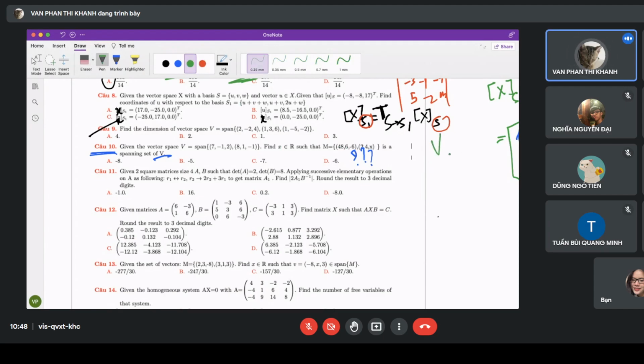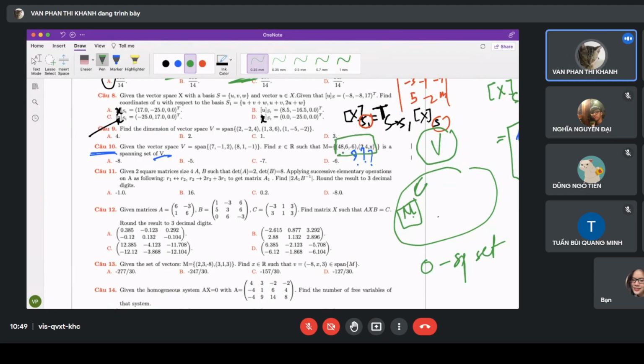I have a vector space V, right? And I want a set to be a spanning set. So first condition, it must belong to V, right? If it doesn't belong to V, it can't be the spanning set, right? So the first condition, M must be in V. And if M is in V, it means that these two vectors will be linear combinations of these two vectors. Understand?